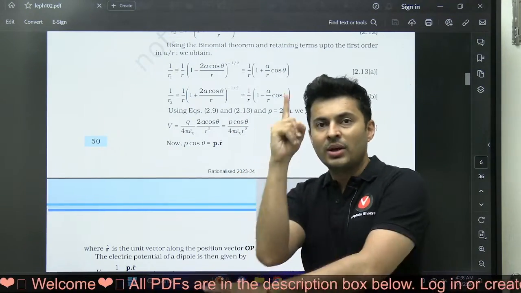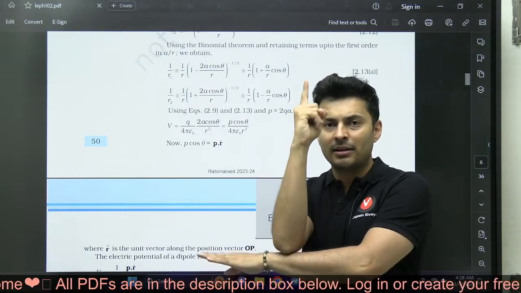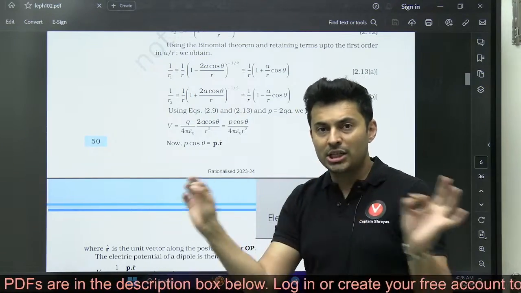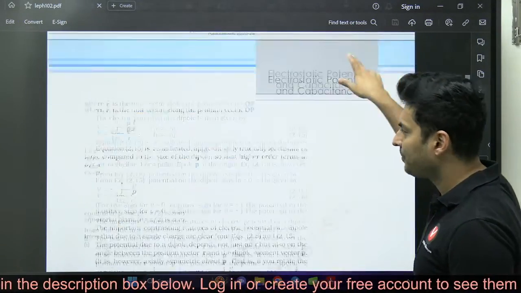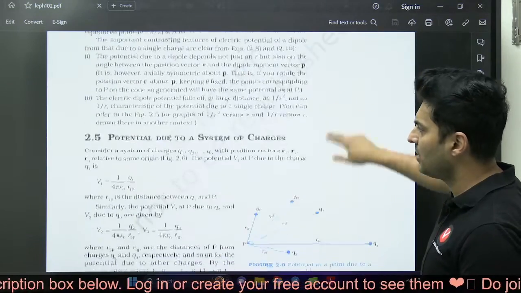Now please remember, when you are at 90 degrees, that means the equator here or here below, then the potential is 0. Keep that in mind. Okay, so that is what is mentioned right over there.